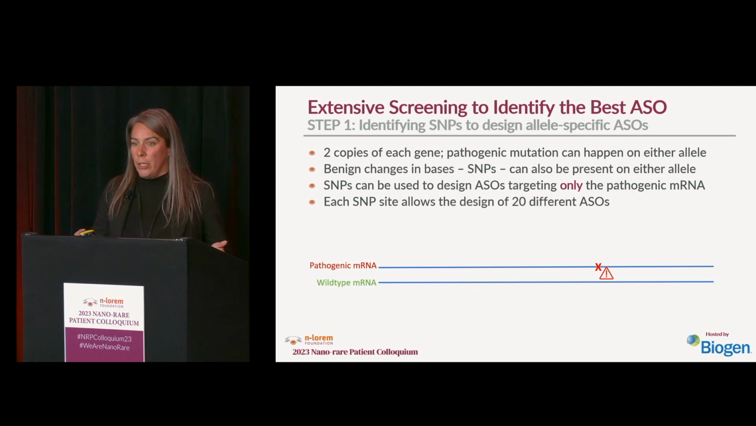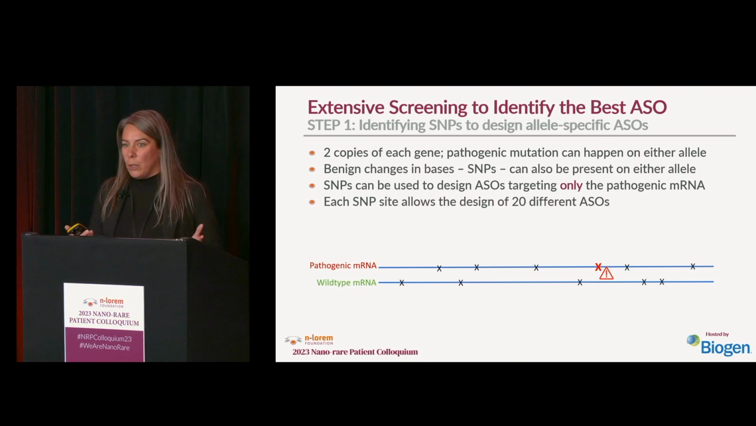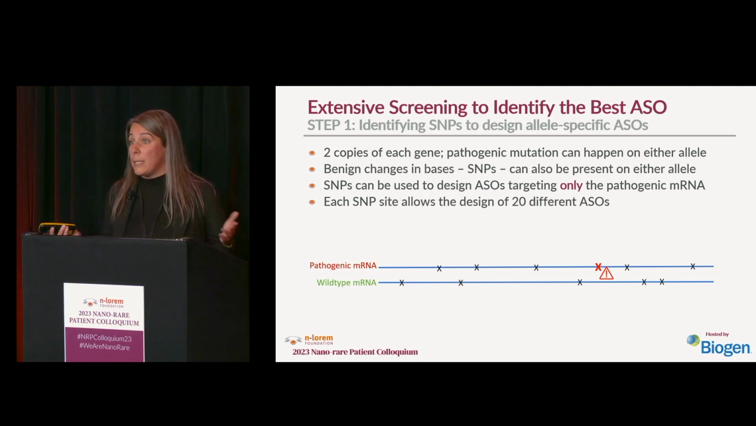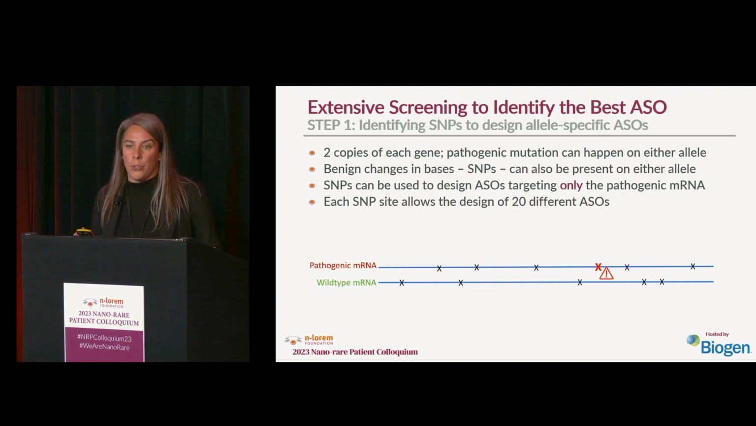So in addition to the pathogenic mutation, we can have benign changes in bases. So those SNPs that I mentioned at the beginning, they can be present on either allele. And depending on the gene, there can be many SNPs or there can be fewer. It's really depending on the gene and on the individual. And so they're identified here by the black X's. And these are really important because each of these sites provides us with an opportunity to design allele-specific ASOs.